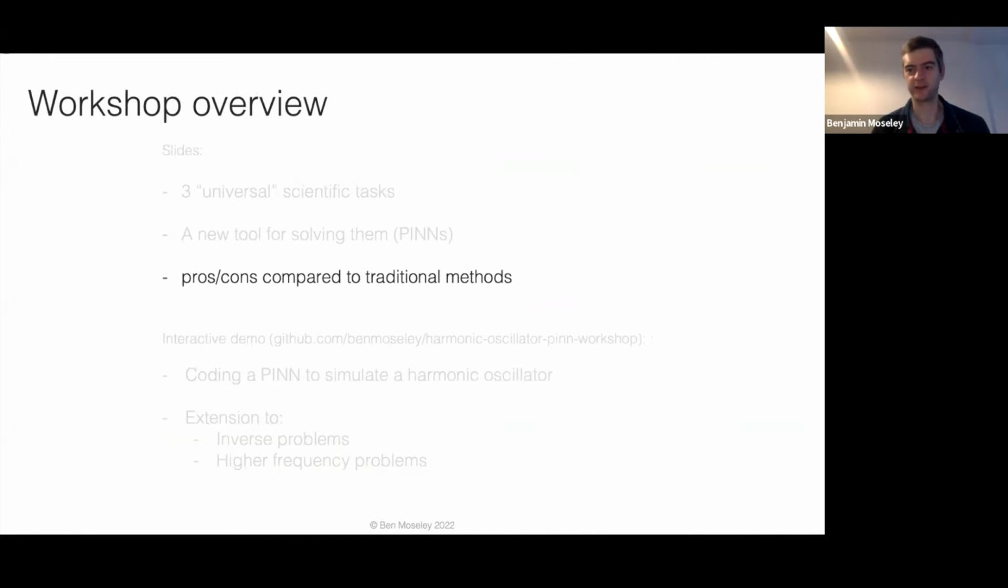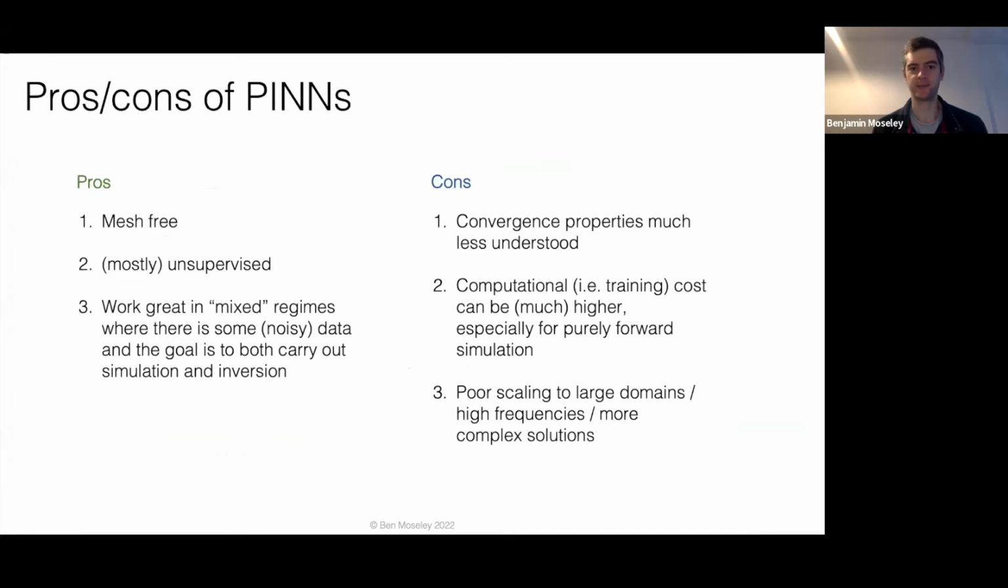So, pros and cons. I'll quickly cover this, and then we'll get straight into the demo. I've just shown PINNs for simulation at the moment. I haven't talked about any of the other scientific tasks. So what traditional methods do we have for simulation? Some of the big ones are finite difference modeling and finite element modeling. I'm going to do the pros and cons compared to those two techniques, and this is what it would look like.